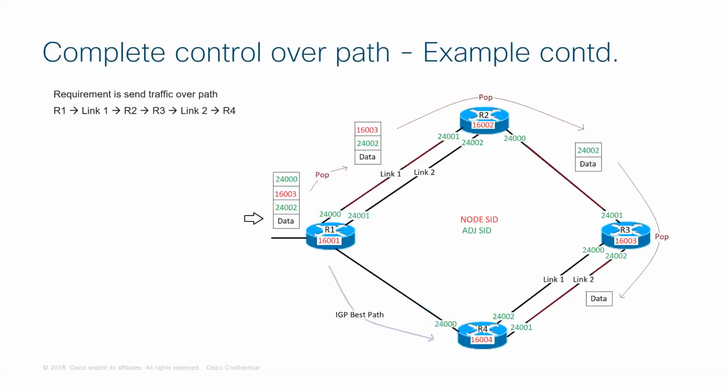Okay, this example. So traffic is coming in. How traffic reaches R1 is somebody has to put the top label as 16,001. Say there's an R0 before R1. Somebody sent traffic to R0 with top label as 16,001. So 16,001 means send it to R1. 16,001 here is a node SID.